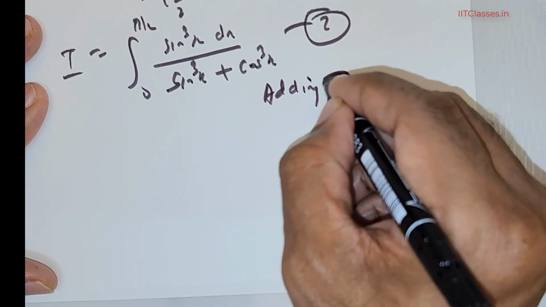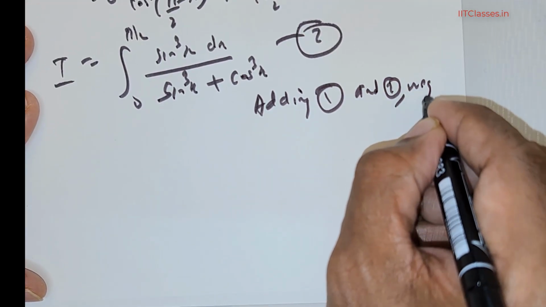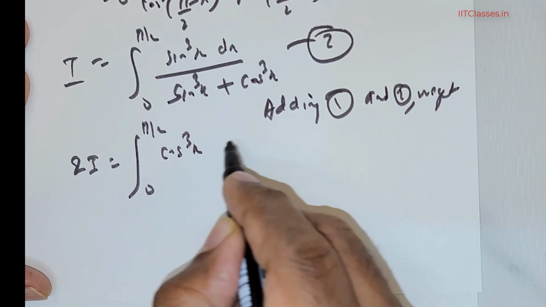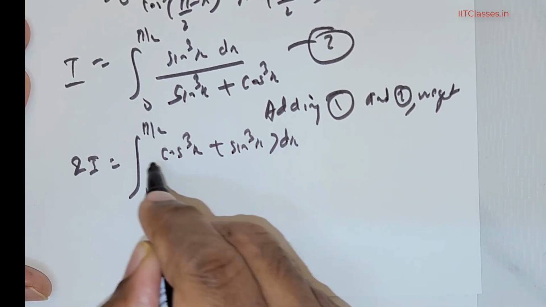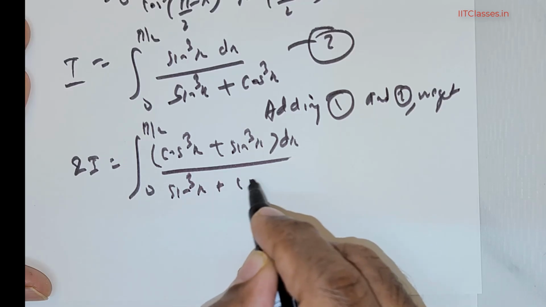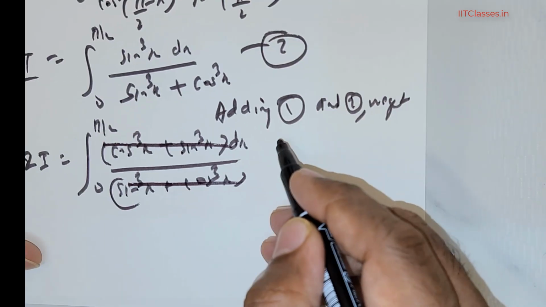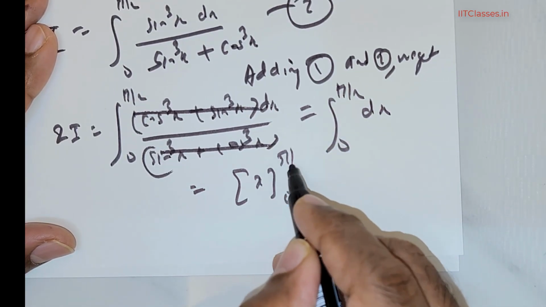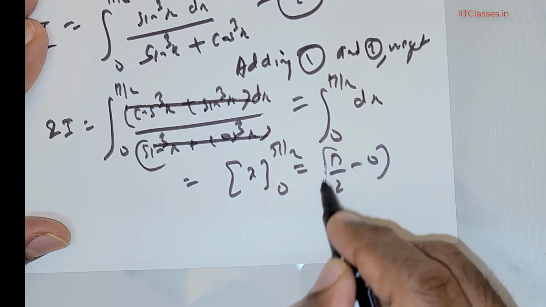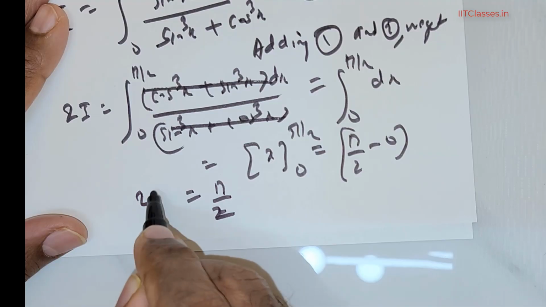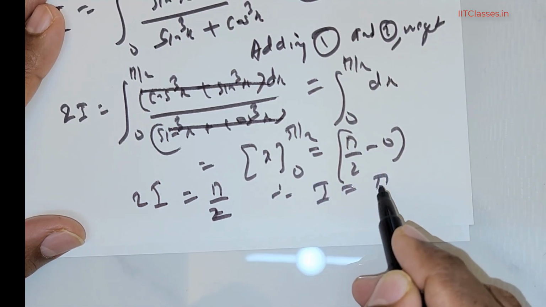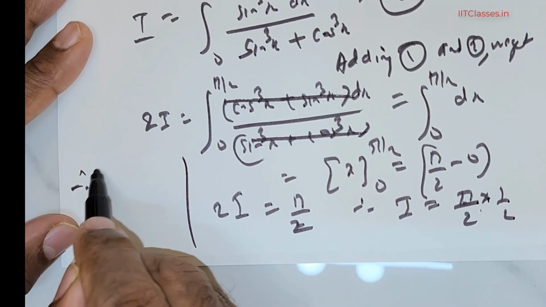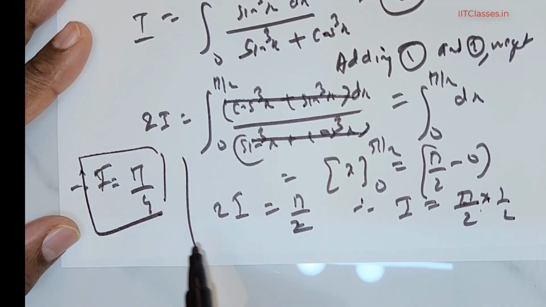So adding 1 and 2, we get 2 times I is equal to the integral from 0 to pi over 2 of (cos cubed x plus sin cubed x) dx divided by (sin cubed x plus cos cubed x). So this gets cancelled, giving me the integral from 0 to pi over 2 of dx. I integrate this, I get x from 0 to pi over 2. I substitute the upper limit minus the lower limit, so it's going to be pi over 2. On the left I have 2I, so therefore 2I is equal to pi over 2. You bring this 2 down, so it's going to be 1 over 2. So I now have I as pi over 4. So this is the final solution.